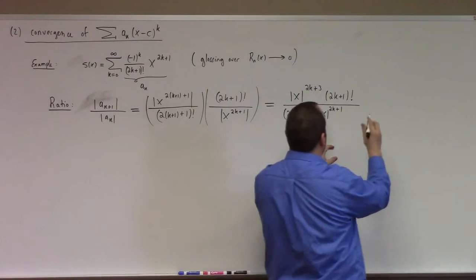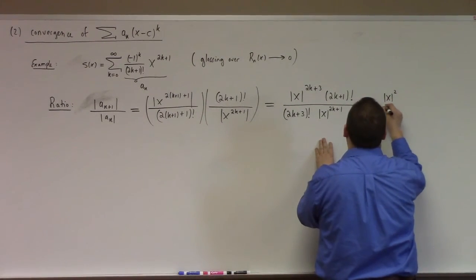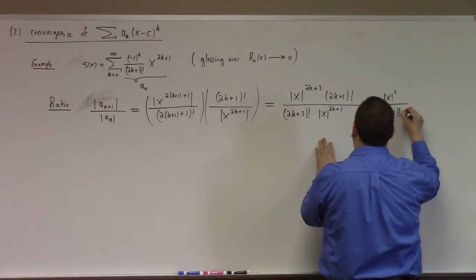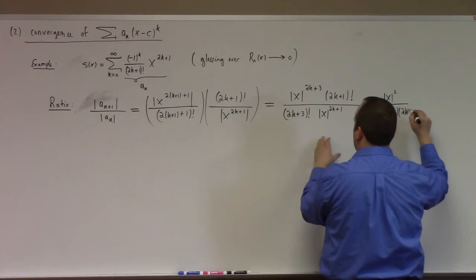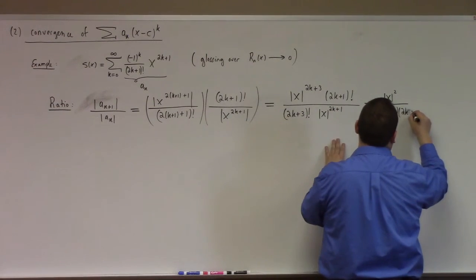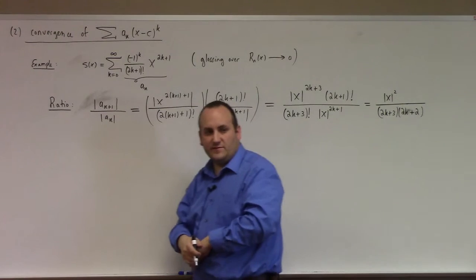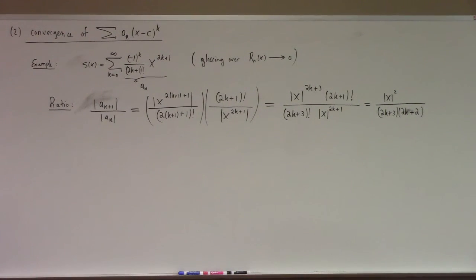This is just, check it out. It's just the absolute value of x squared divided by what? 2k plus 3. 2k plus what? 2k plus 2, right? And the 2k plus 1 factorial cancels. Do you guys follow me without me writing it? Do you know the cancellation I'm referring to? It's just like a problem we did the other day, right?